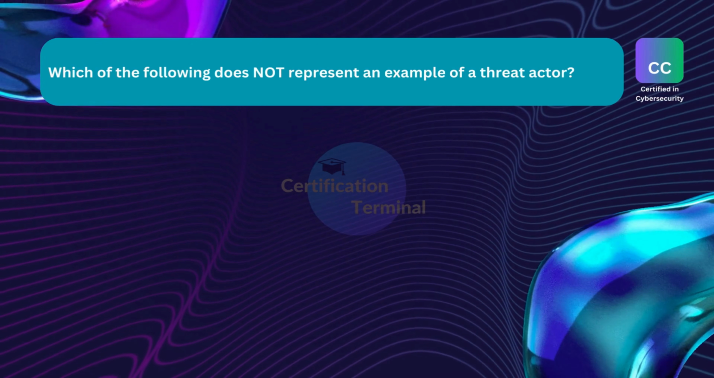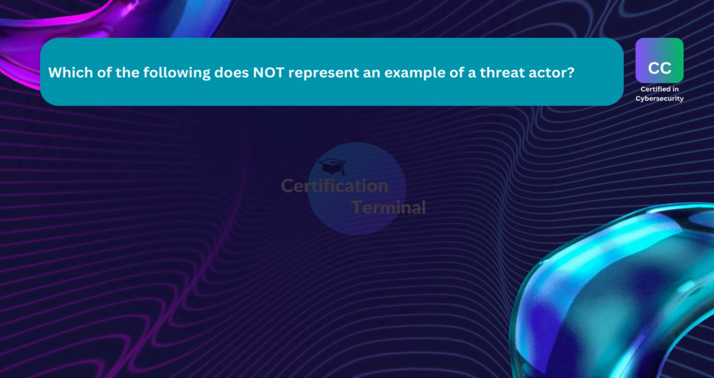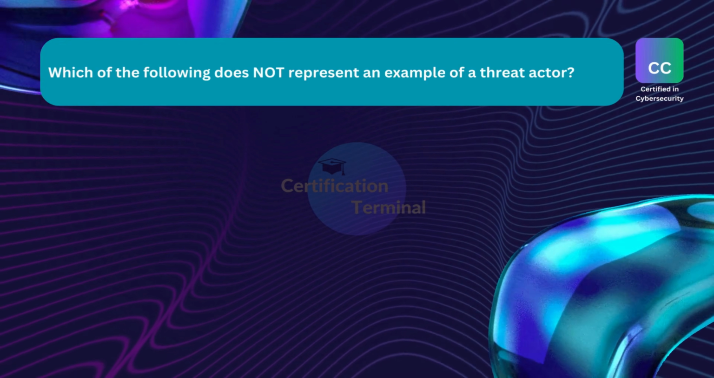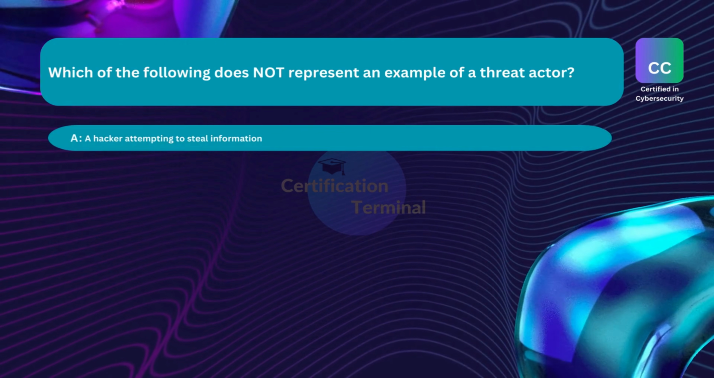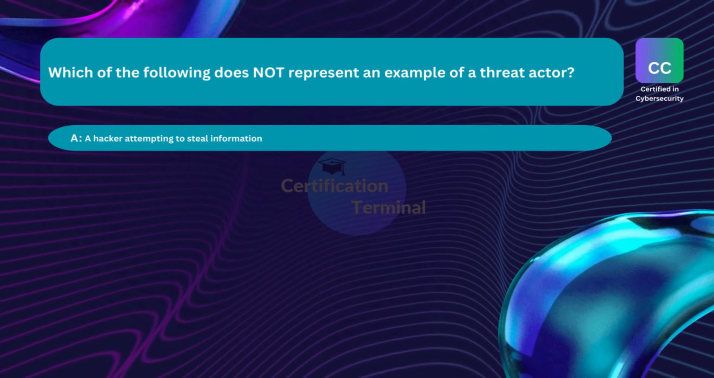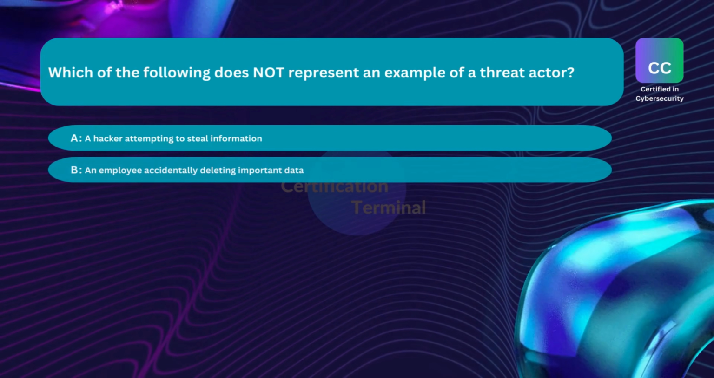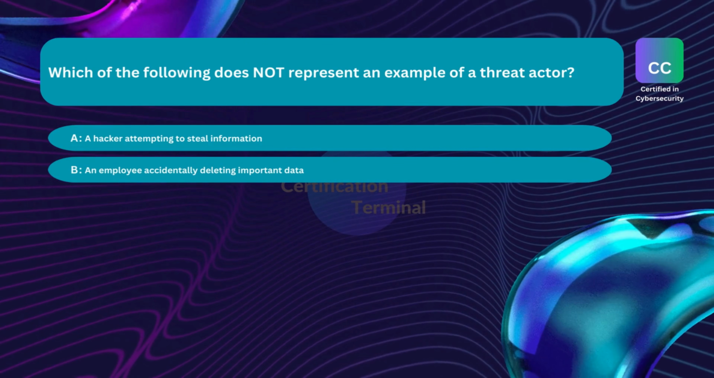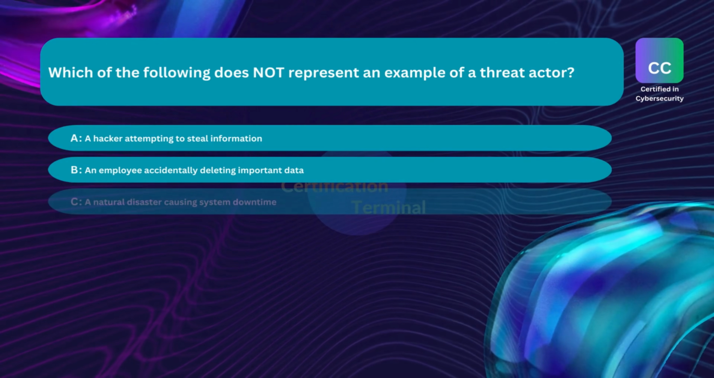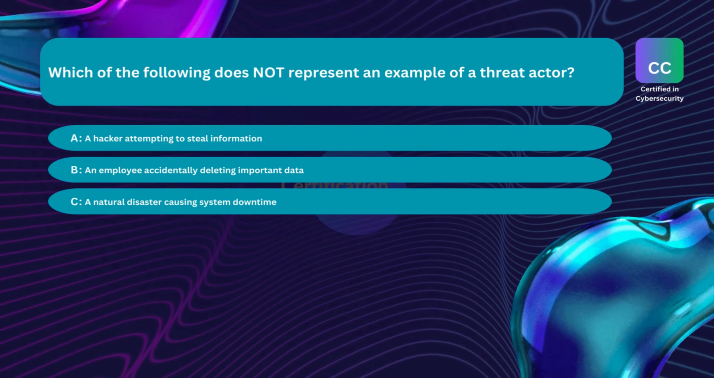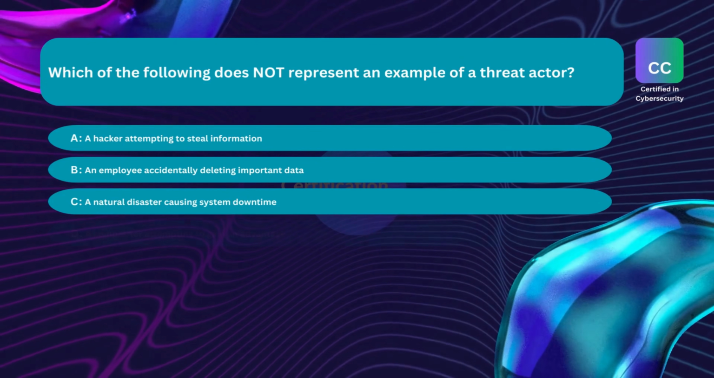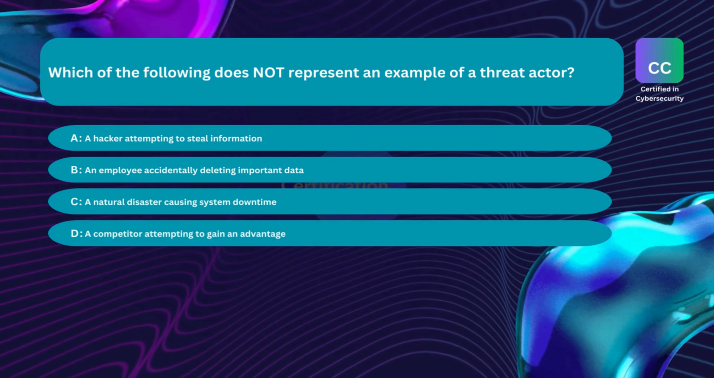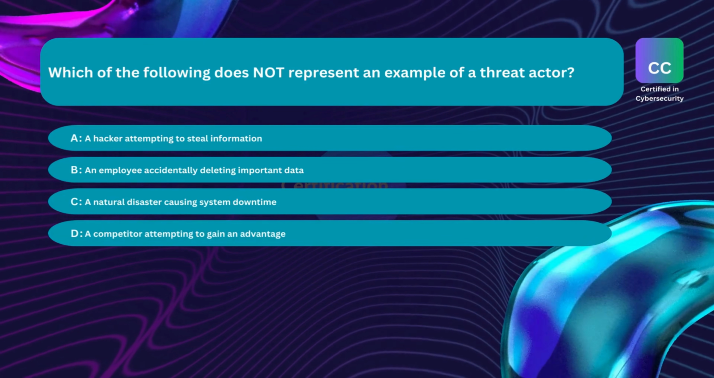Question number 16. Which of the following does not represent an example of a threat actor? Option A, a hacker attempting to steal information. Option B, an employee accidentally deleting important data. Option C, a natural disaster causing system downtime. Option D, a competitor attempting to gain an advantage.